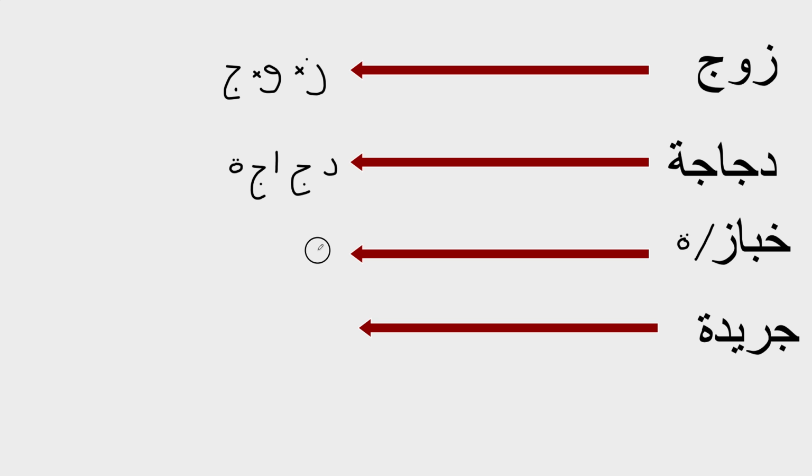So we have kh, b, a, z, and remember our z does not connect. So the optional tamabota would be floating off to the side like this. So khabez or khabeza, baker.